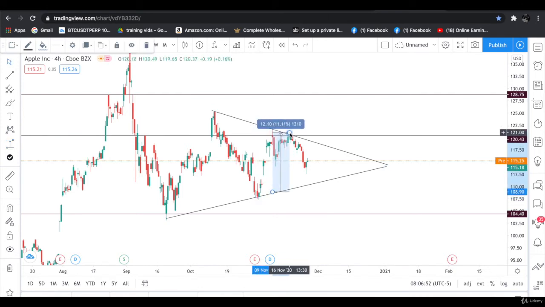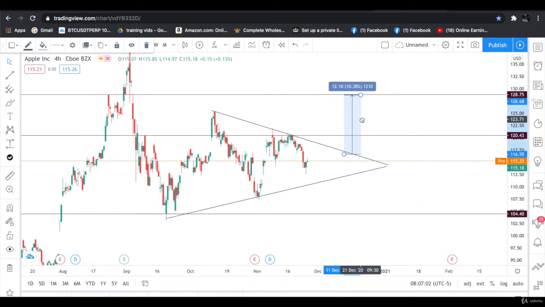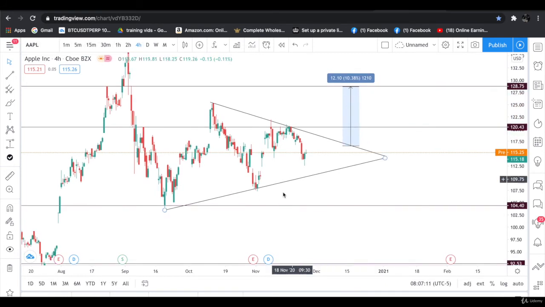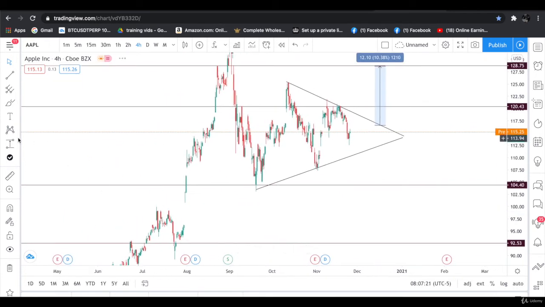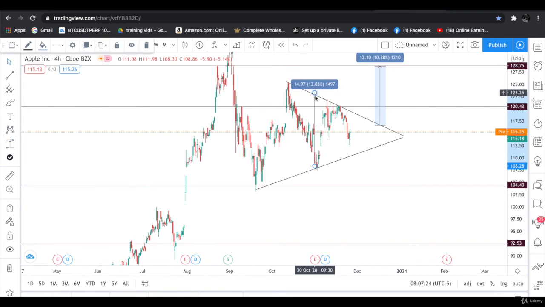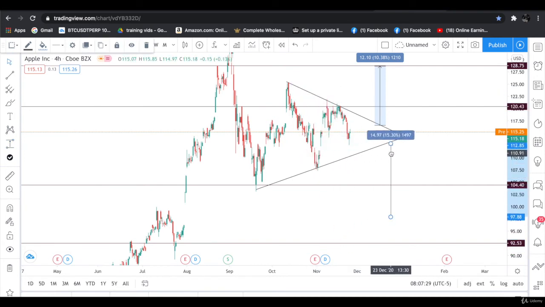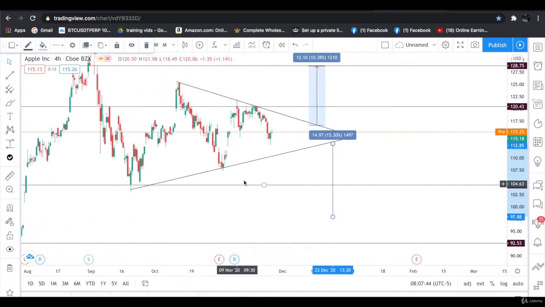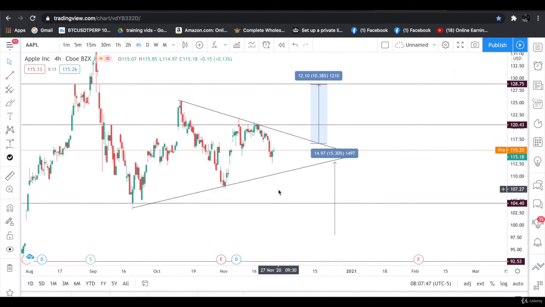This is approximately 11.11%. So if the triangle breaks out to the upside, the target will be the next resistance level. We'll take the trade and the target will be towards the upside. And if it breaks down to the downside, then our target would be, let's measure it again, towards here. So now a wait and watch scenario is going on. We have to keep an eye on this triangle for breakout and breakdown.